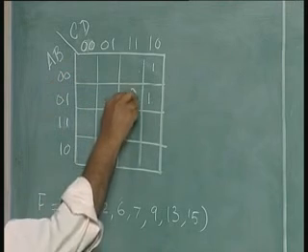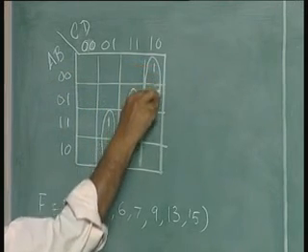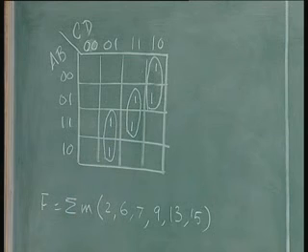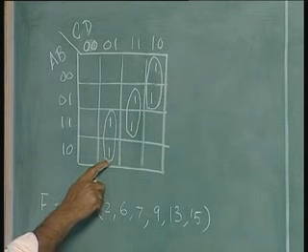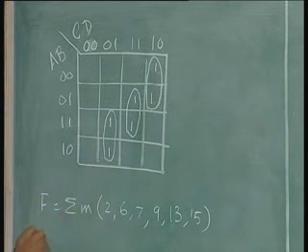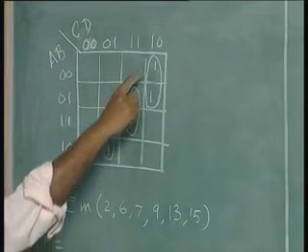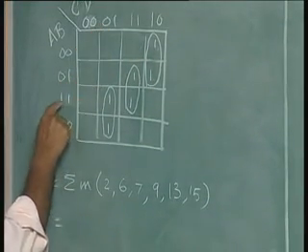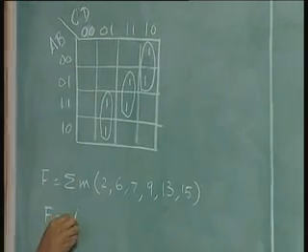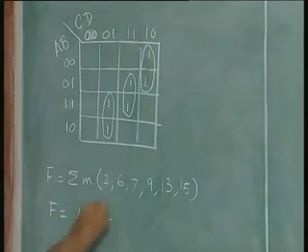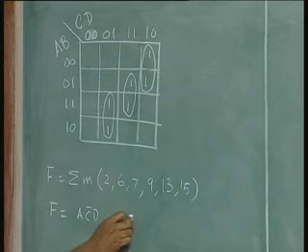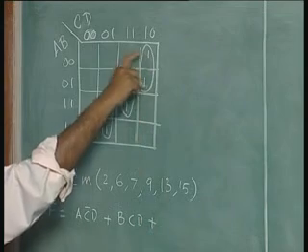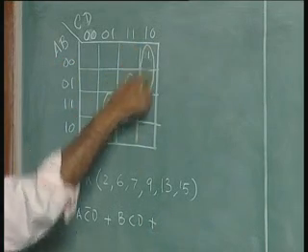So this is how I will write this. Three groups of two ones each. And what would this be in terms of the variables, in terms of the product expression? So F would be the sum of these products, 1, 2, 3. This would be A C bar D. Then this will be B C D. This would be A bar C D bar.